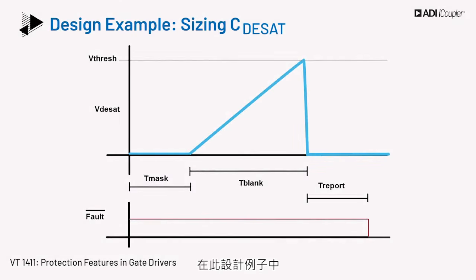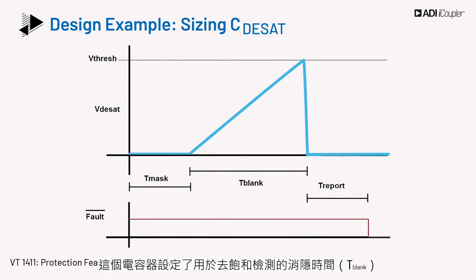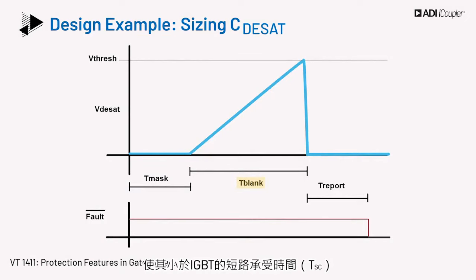In this design example, we will look at sizing the blanking capacitor, CDSAT. This capacitor sets the blanking time, T-blank, for DSAT detection to be less than the IGBT short-circuit withstand time. Since only the blanking time can be easily modified, CDSAT should be sized such that the capacitor charges to the DSAT threshold voltage to turn the switch off much before TSC.